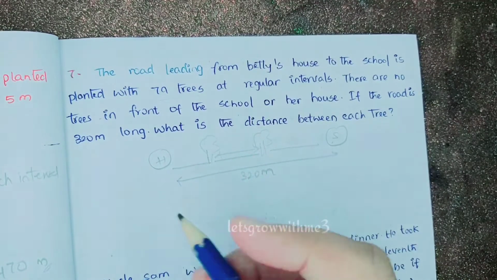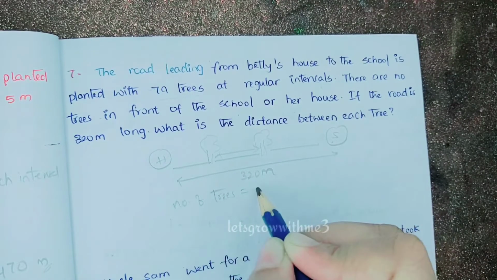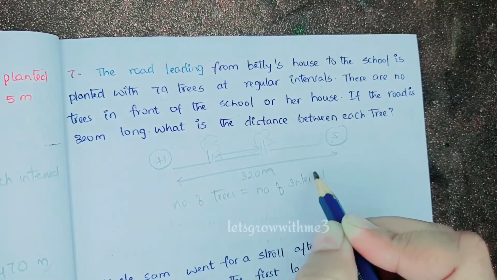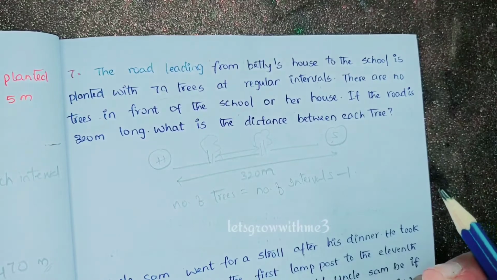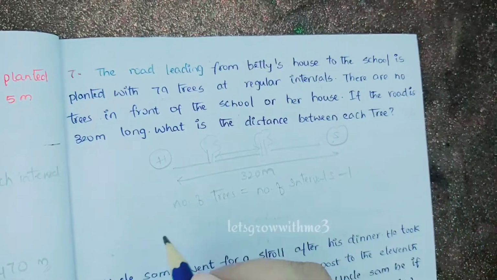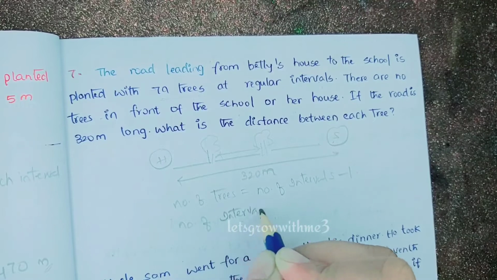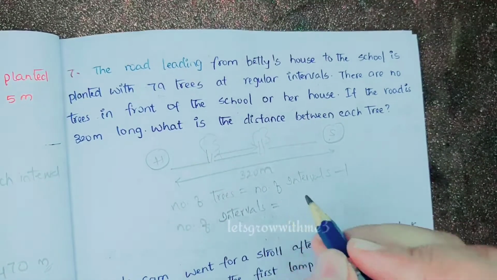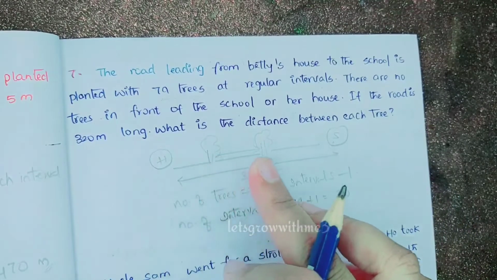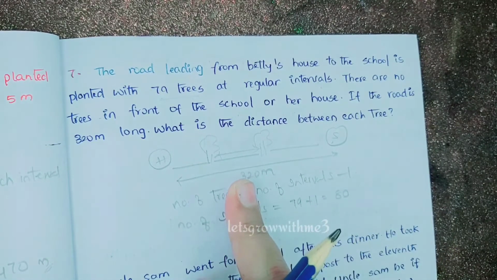Okay, so let's find out the number of intervals first. So what's the formula? For different cases, the number of trees and intervals relationship is different. So here number of trees is equal to number of intervals minus 1, means we have more intervals than trees. So number of intervals is equal to number of trees plus 1. So which is 80.